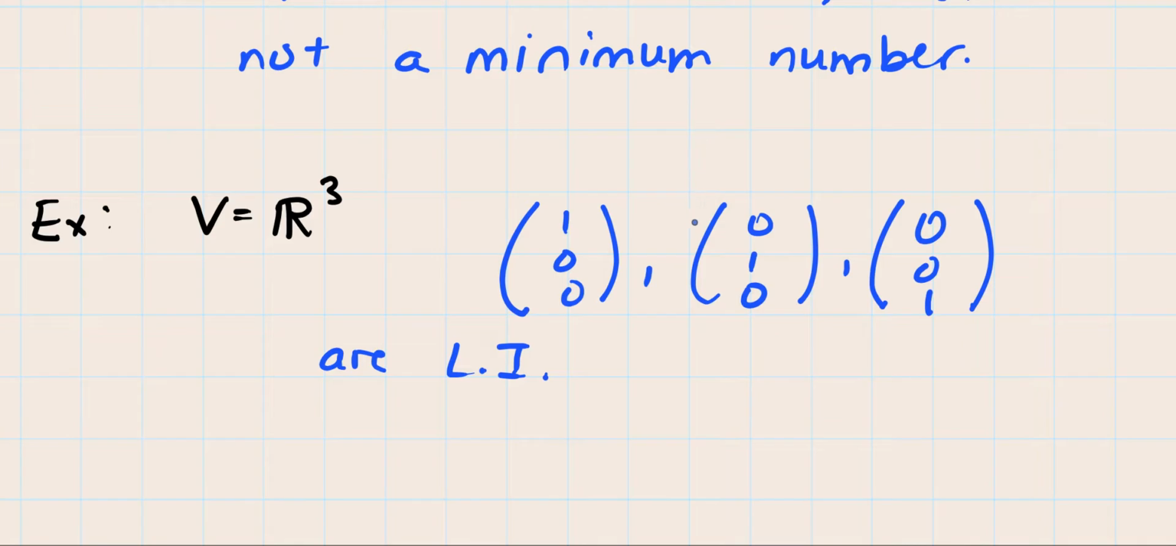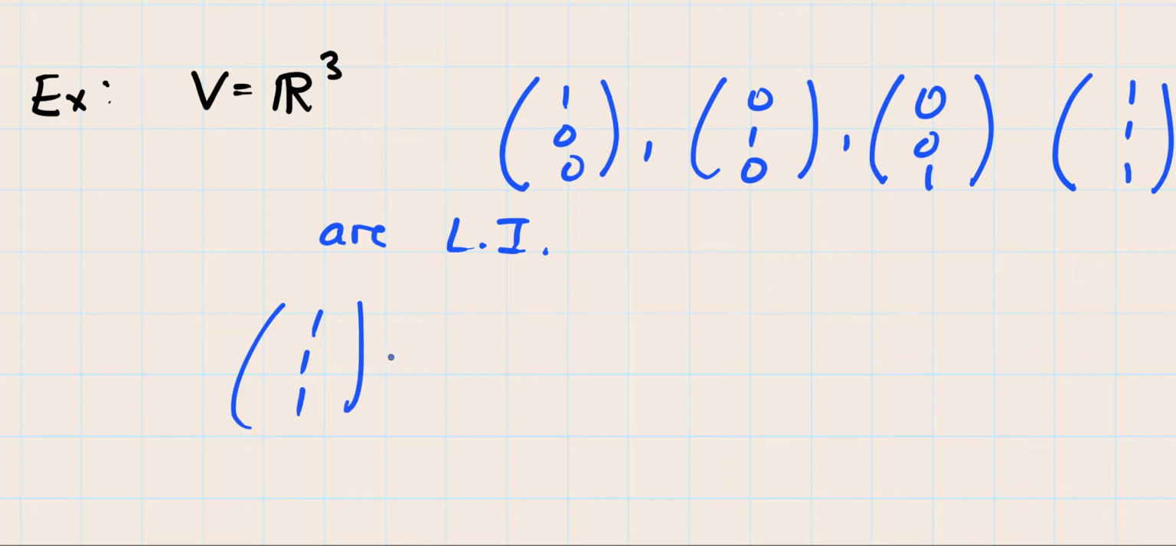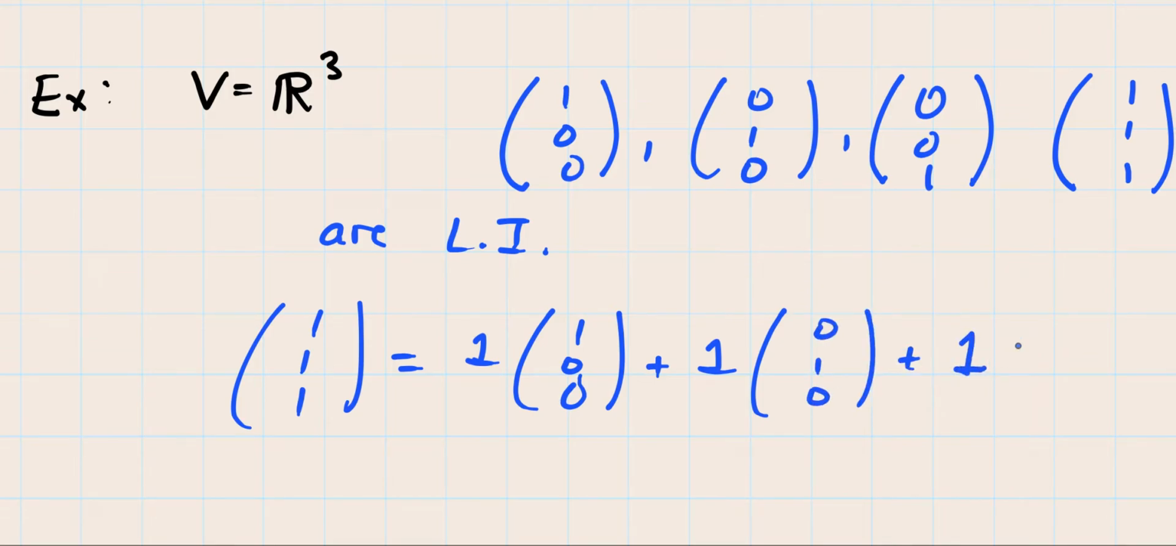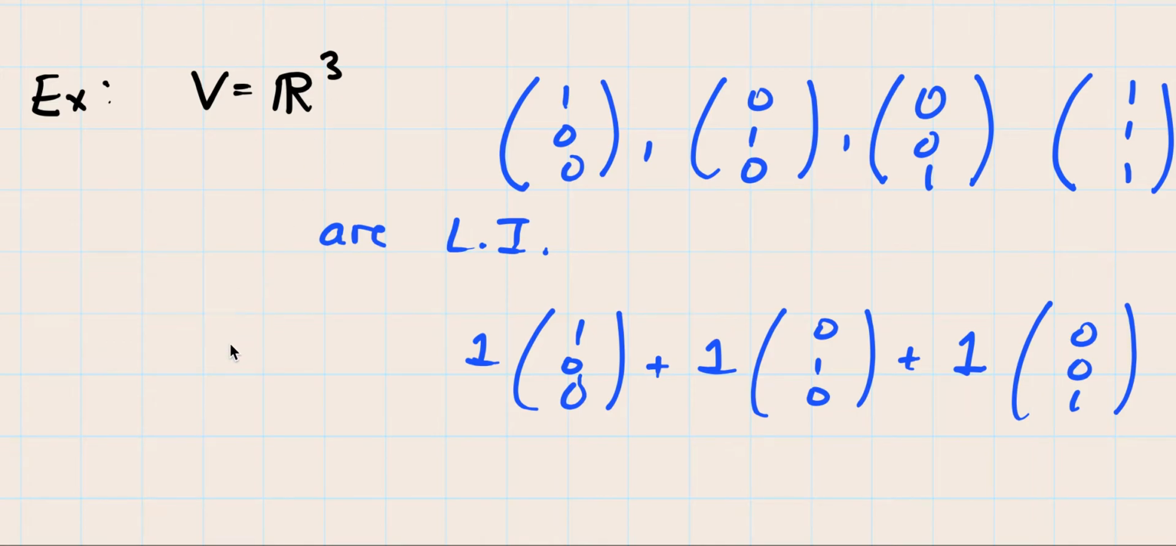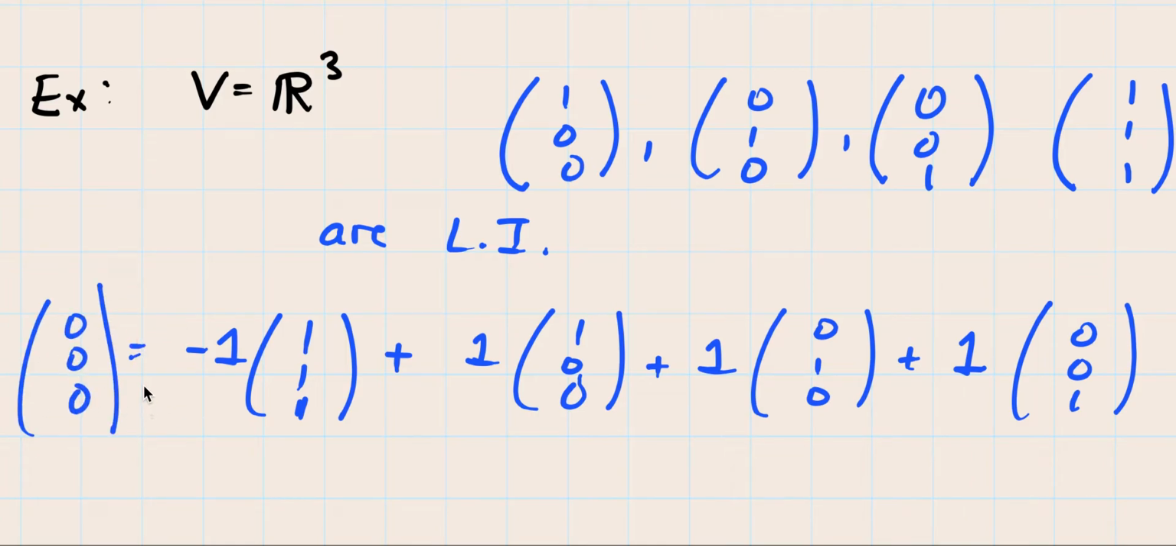But this is the maximum number, because if I choose any other vector in R3, anything you want, we could say (1, 1, 1). Well, because these vectors span, this vector is going to be a linear combination of these. Notice that (1, 1, 1) is 1 times (1, 0, 0), plus 1 times (0, 1, 0), plus 1 times (0, 0, 1). And if I move this vector to the other side, I get negative (1, 1, 1) plus this, plus this, plus this, is going to be equal to (0, 0, 0). And you can see that we have scalars that are not all 0 that give us the 0 vector. So they're not linearly independent.